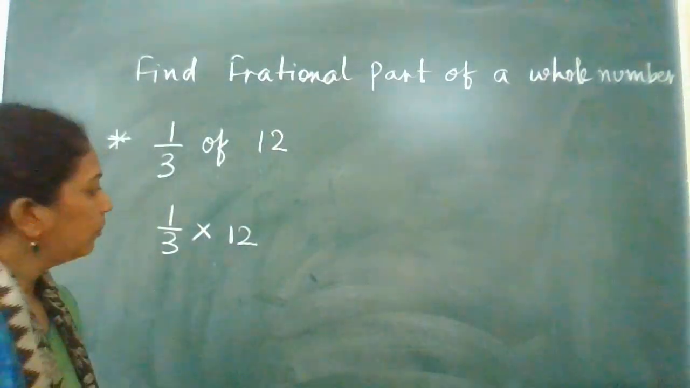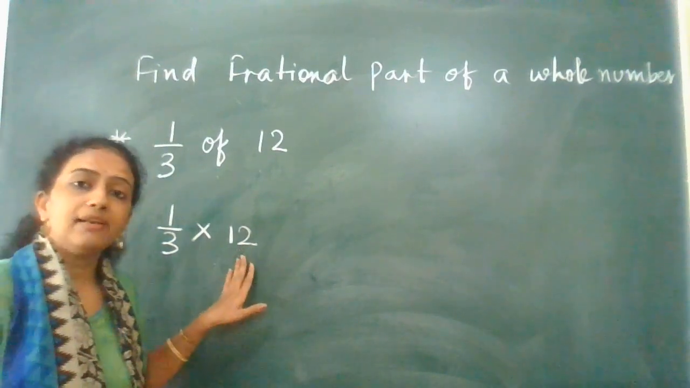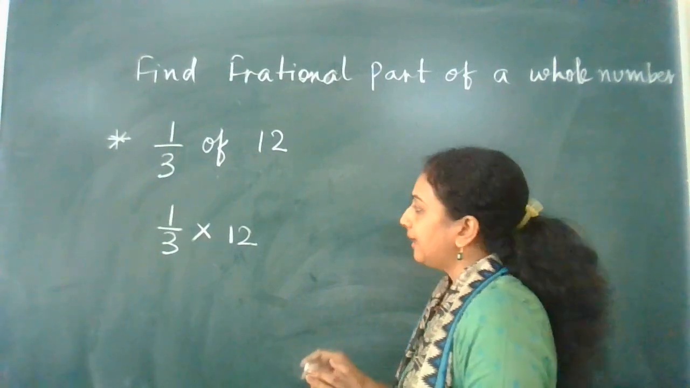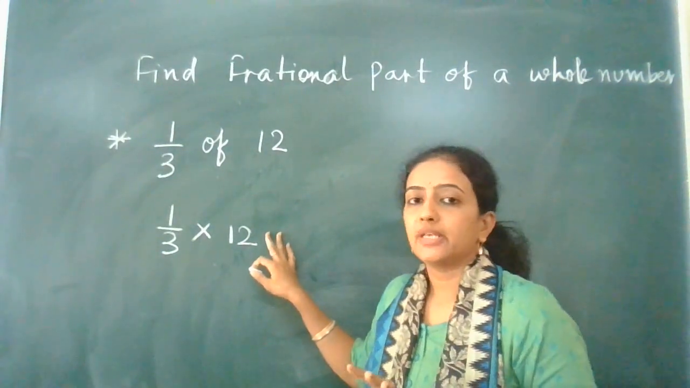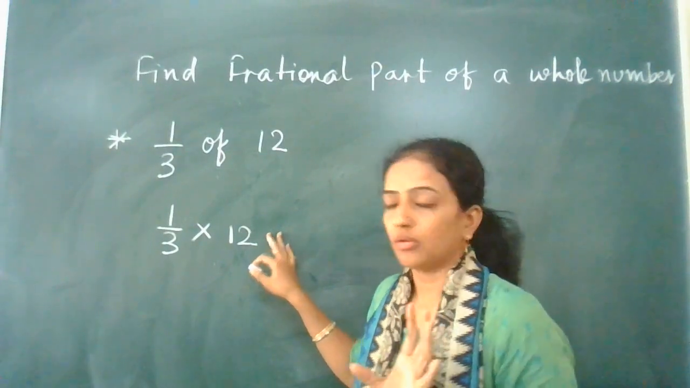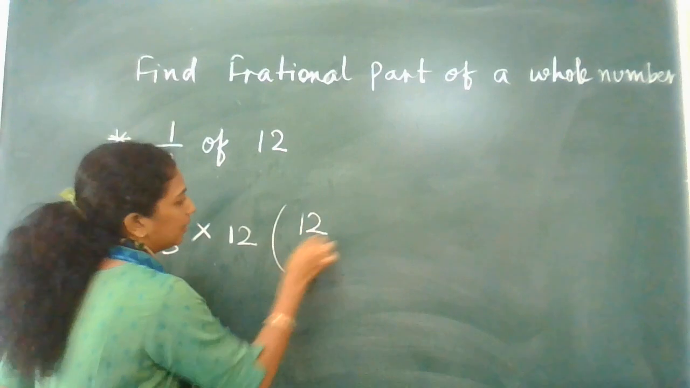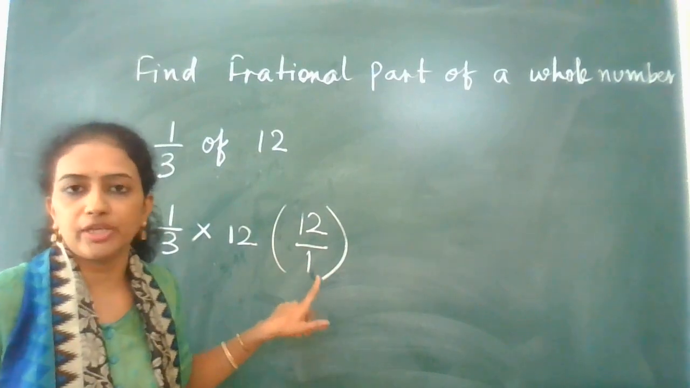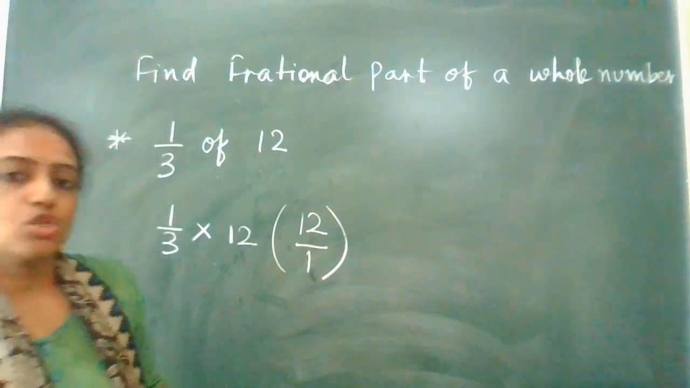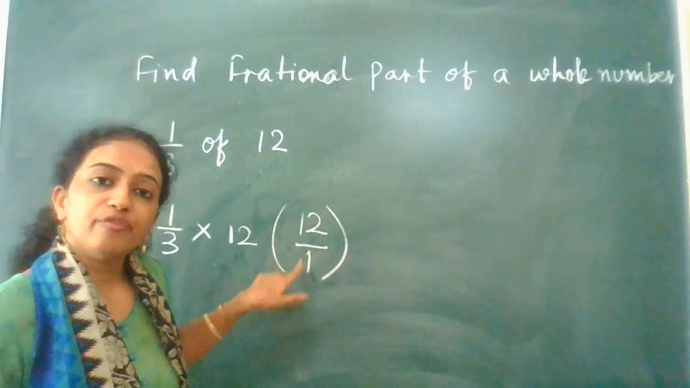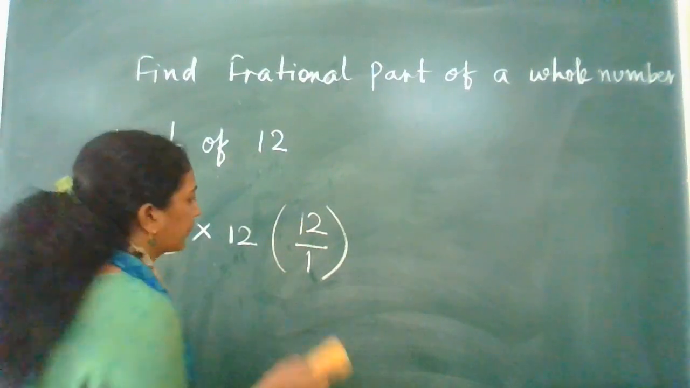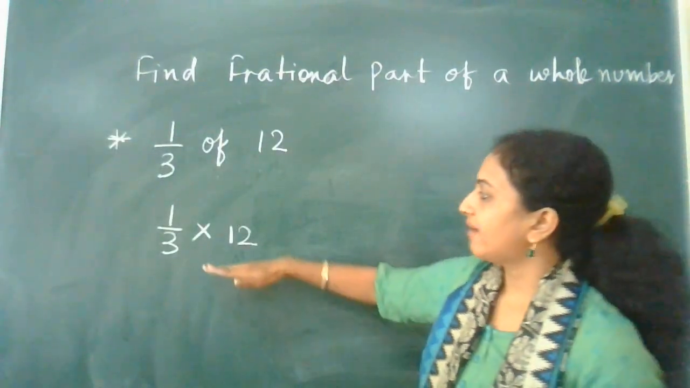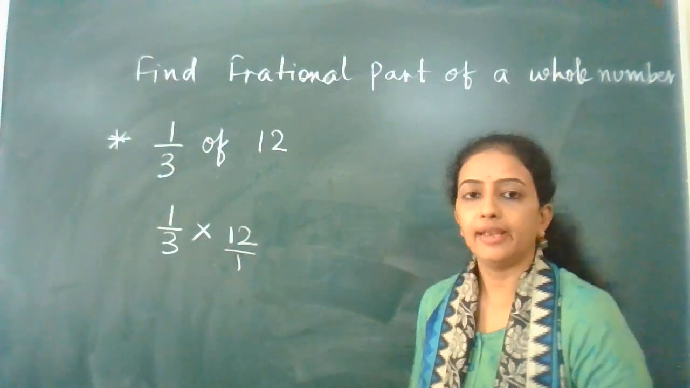Now this is 12. 12 is a whole number. Now what you have to learn here is that all the whole numbers have 1 as a denominator. So this can be written as 12 upon 1 also. But this 1 we don't show all the time. As per the need we show it. So when you put 1 as the denominator, it seems like a fraction. So always remember that all the whole numbers have 1 as a denominator.